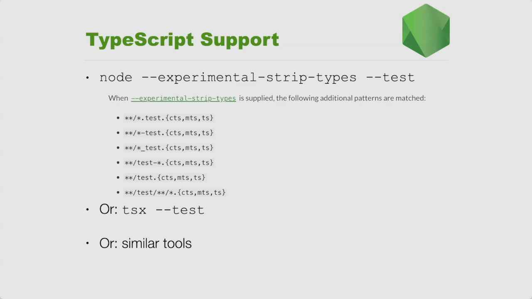When this flag is provided to Node, it will actually then add TypeScript files to the globs that it will search for. So you can write your code directly with a .ts extension, and if you run Node with the experimental strip types flag, then the test runner will just pick it up for you automatically. If you're using an older version of Node that supports the test runner but doesn't have experimental strip types, you can use something like TSX. TSX does support the --test flag. And then there are other tools that do similar things. Borp is another one that wraps the Node test runner to make it a little more user friendly, for example.